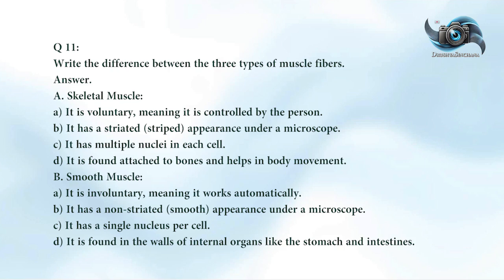B. Smooth muscle. 1. It is involuntary, meaning it works automatically. 2. It has a non-striated, smooth appearance under a microscope. 3. It has a single nucleus per cell. 4. It is found in the walls of internal organs like the stomach and intestines.